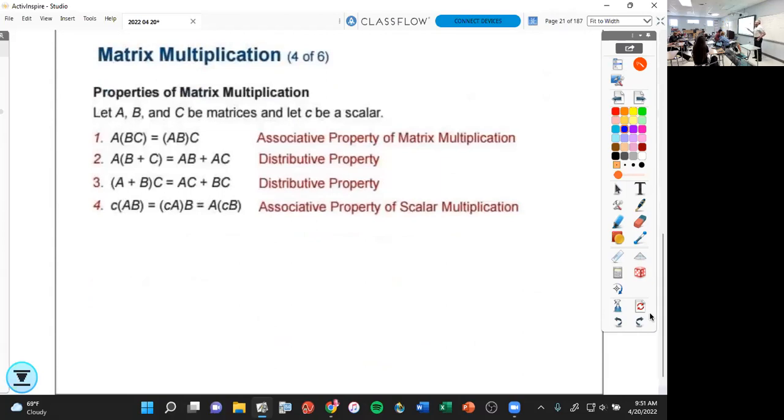No. Did we have one for addition? Adding matrices. Does order matter? Order doesn't matter when adding. Does order matter when multiplying? Yes. You will get two different answers. Okay?